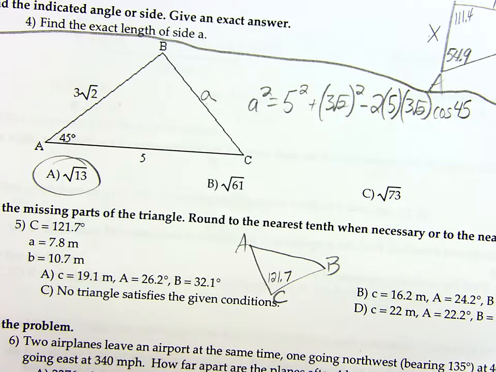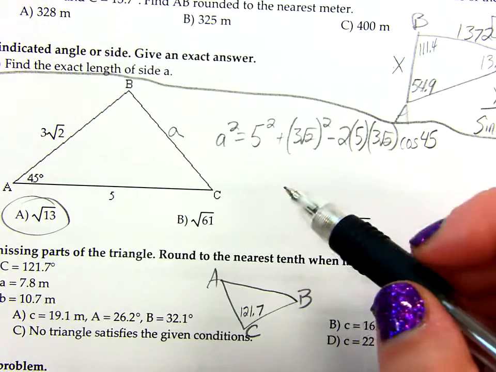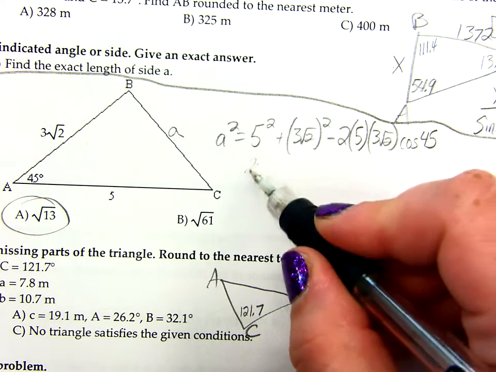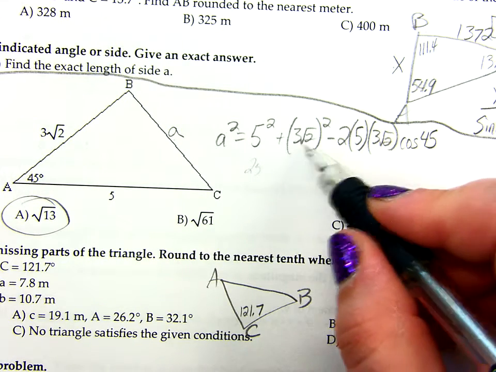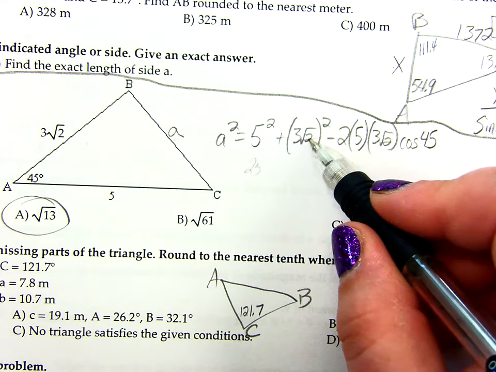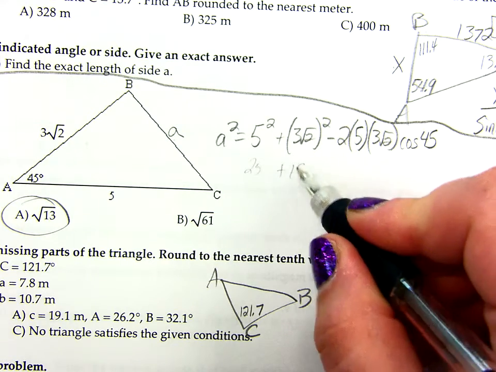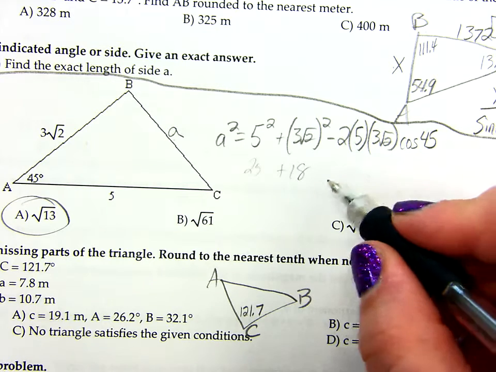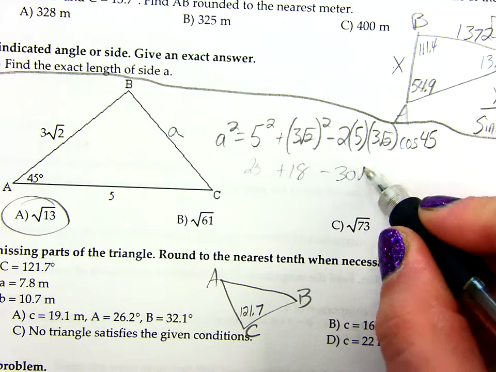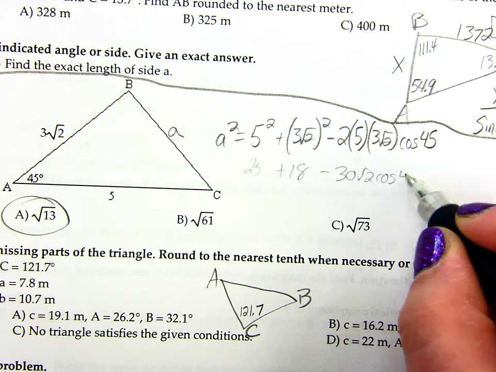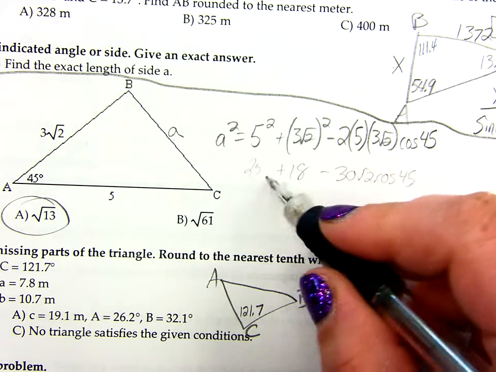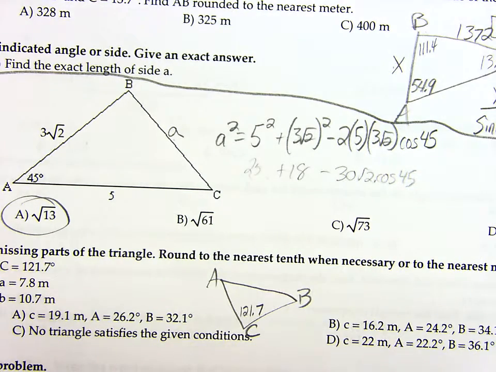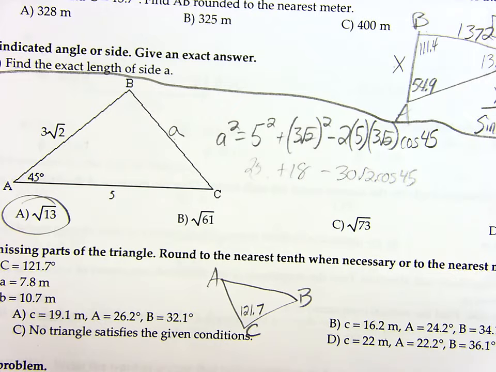Well, what you can do, if you're getting a syntax error and you're getting frustrated, just go piece by piece. So you know that's 25. Do that out. That's going to be 9 times 2 is 18, plus 18, minus 30 root 2, cosine 45. Break it up into smaller pieces so that there's less to type in all at once. We should get the square root of 13. You got it right, Alex.